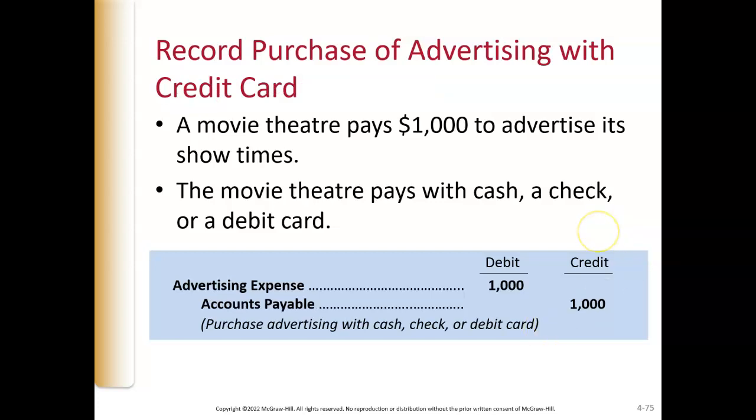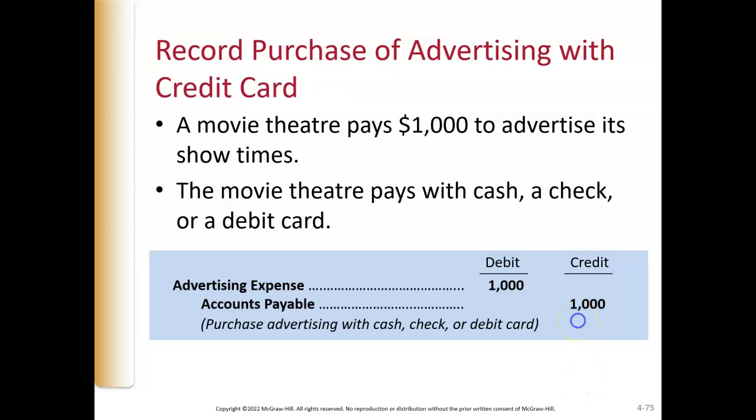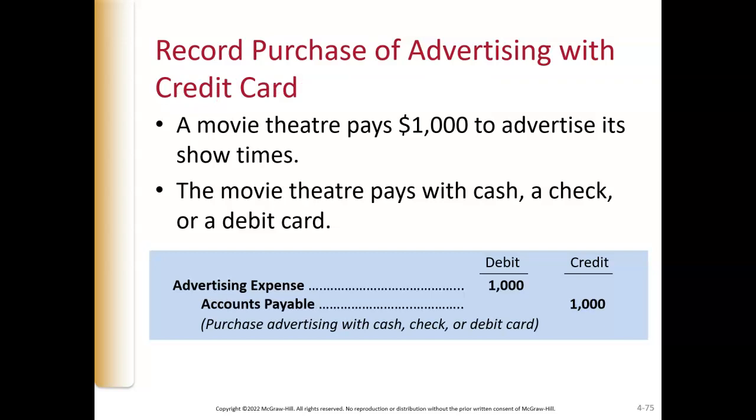a movie theater pays $1,000 to advertise its showtimes. Record the purchase of advertising with a credit card. If you pay with a credit card, then you would debit the expense and credit the payable. Because remember, cash, check, or debit card happens immediately. A credit card's going to happen later, you're going to pay it at the end of the month.